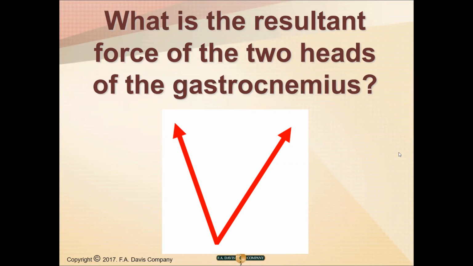So with the resultant force of the gastroc heads, one head is going to pull slightly more medial, one head's going to pull slightly more lateral, but the resultant force is going to be between them. As long as the heads' forces are pulled, the resultant is going to come between them and allow for plantar flexion.